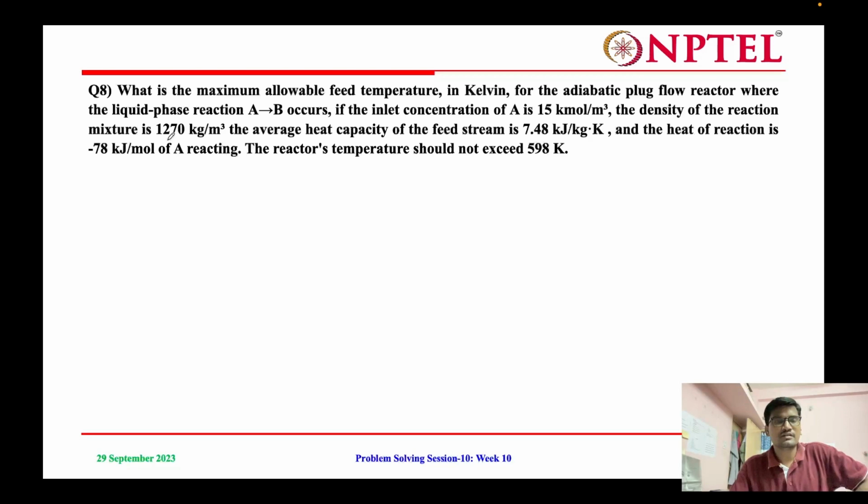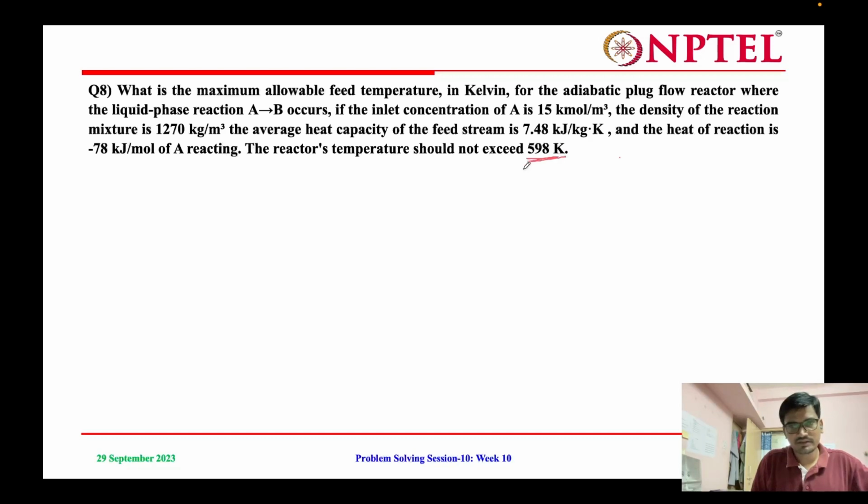Question 8. What is the maximum allowable feed temperature in Kelvin for the adiabatic plug flow reactor where the liquid phase reaction A gives B? The inlet concentration is 15 kilomole per meter cube, the density of the reaction mixture is 1270 kg per meter cube. The average heat capacity of the feed stream is 7.48 kilojoule per kg per Kelvin, and the heat of reaction is minus 70 kilojoule per mole of reactant.